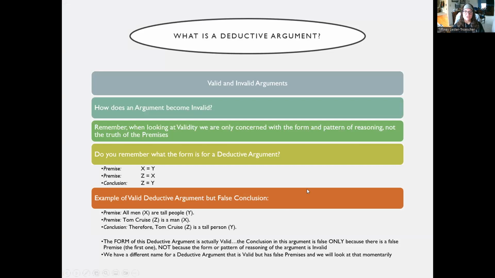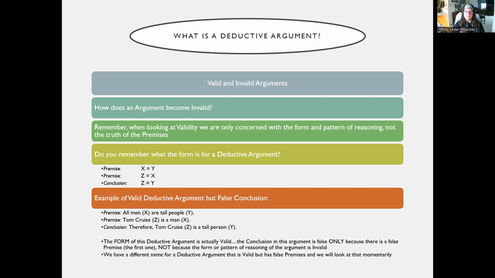All right, so how does an argument become invalid? And again, we're not even looking at if the statements are true yet. This is just all about the form. So how does an argument become invalid? Well, when the form and the pattern of reasoning don't support the conclusion. So remember our form, X equals Y, Z equals X, therefore Z equals Y.